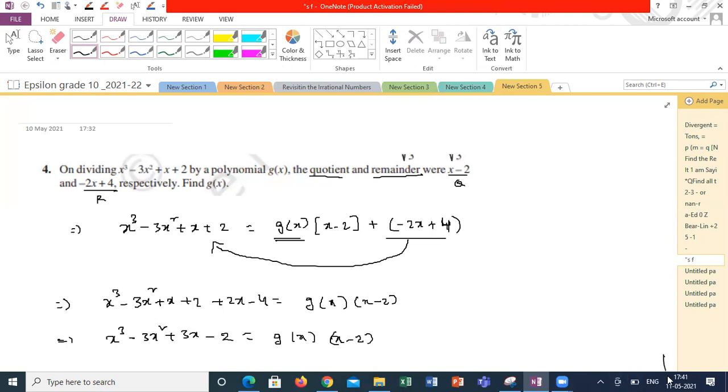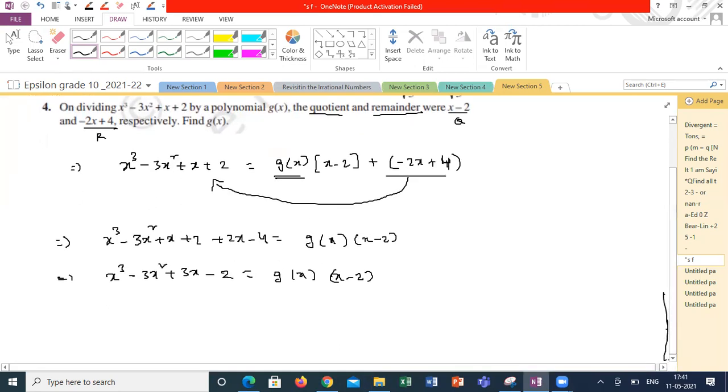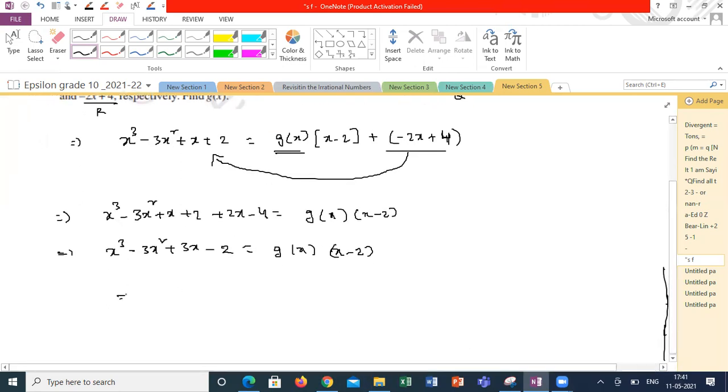If I divide both sides by x minus 2, then I will get the value of g of x. So from here, g of x will be equal to x cube minus 3x square plus 3x minus 2 divided by x minus 2. Hope now you are able to solve this question.